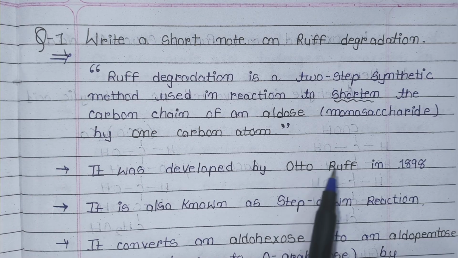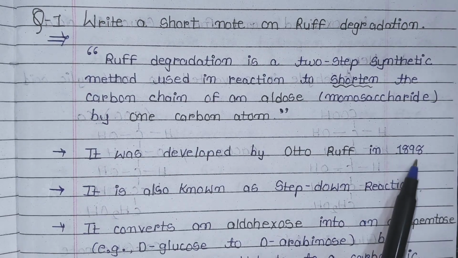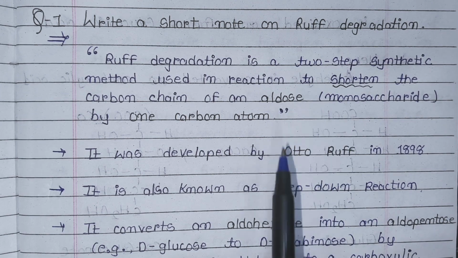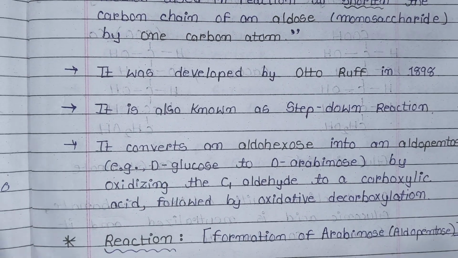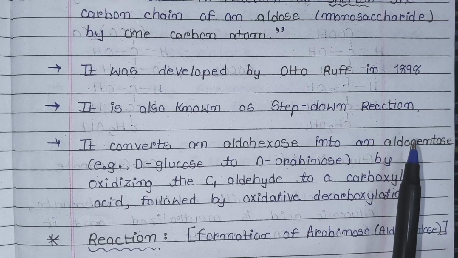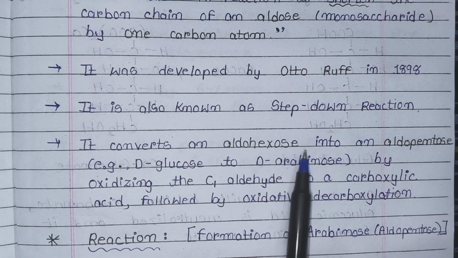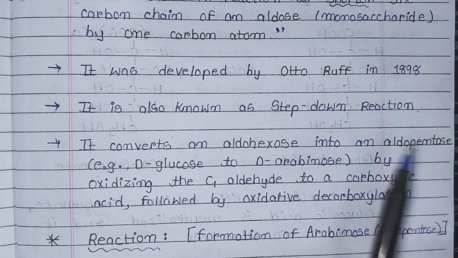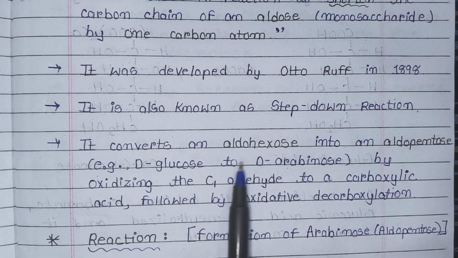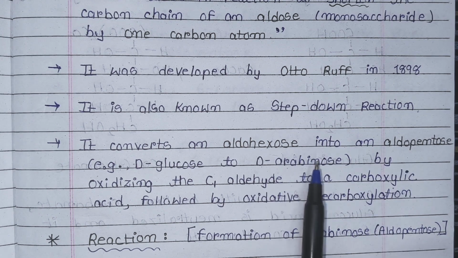It was developed by Otto Ruff in 1898. So the year of development will be 1898. This reaction is also known as a step down reaction, as here one carbon is removed. When one carbon is added, it is known as a step up reaction. We will discuss it later in another video. It converts an aldohexose into an aldopentose, from 6 carbons to 5 carbons. An example of an aldohexose is D-glucose and an example of an aldopentose is D-arabinose.